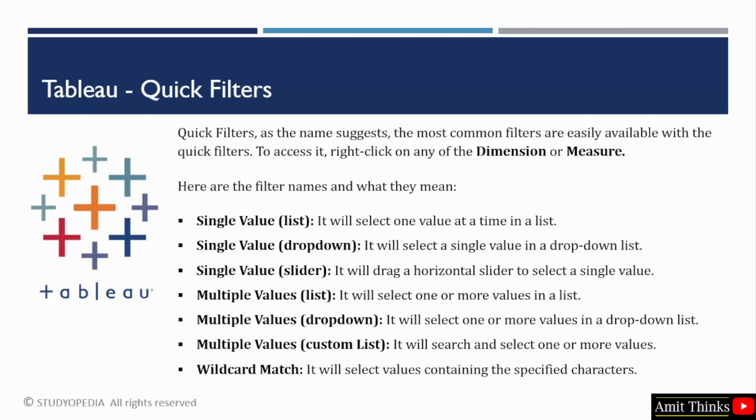You also have the same options for multiple values, that is selecting one or more values from a list, drop down or a custom list. With that you can also work with the wildcard match in filters, that is selecting values containing specific characters. Let's say you want only the subcategories with names starting with A or ending with K. We can achieve all these using the quick filters in Tableau.